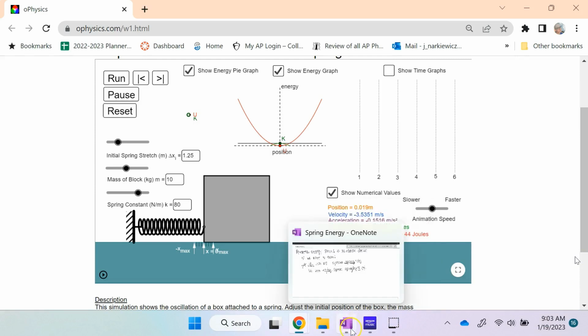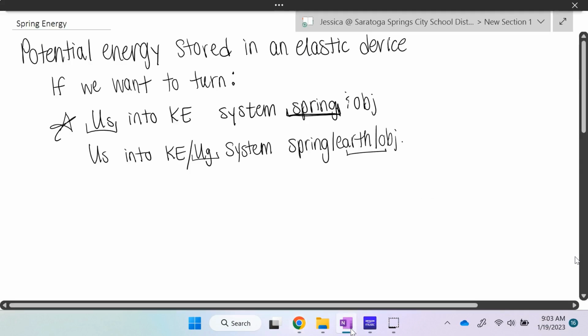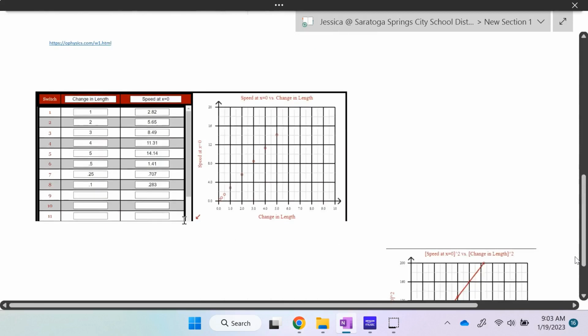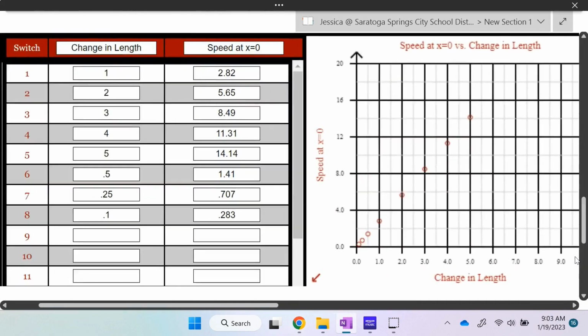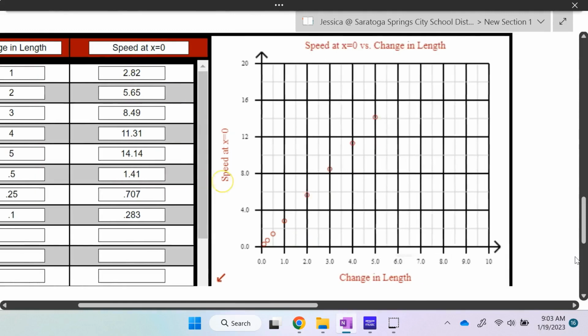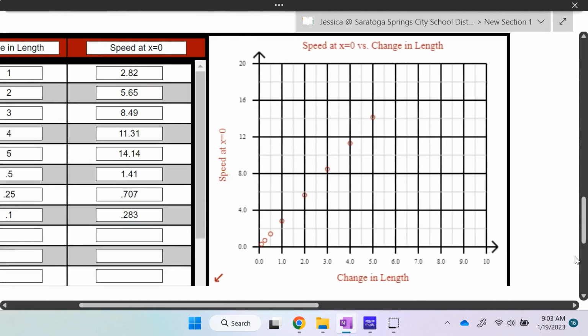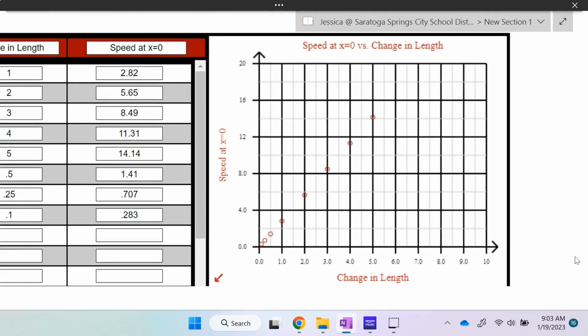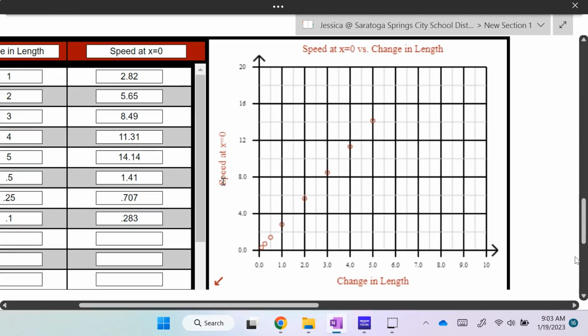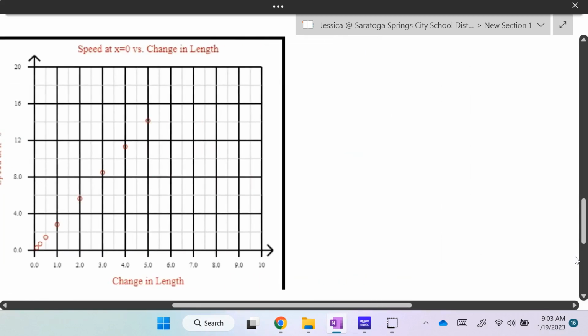And again, our whole goal here is to try and figure out, what does my spring potential energy equation even look like? So I took some data before I made this video, right? I have changes in length. They're not in order, but that's fine. This graphs it for me, and the speed at that 0 position where I have that maximum KE. So this definitely looks like a direct relationship, which correlates to what I was seeing when I was doing the live demonstration.